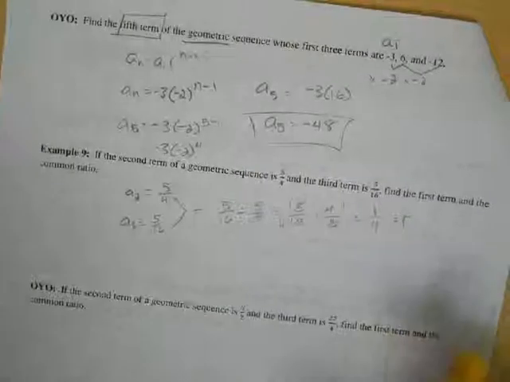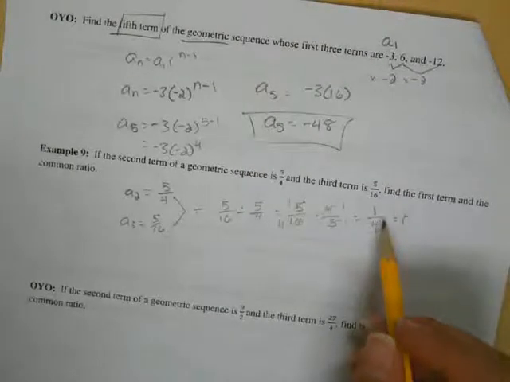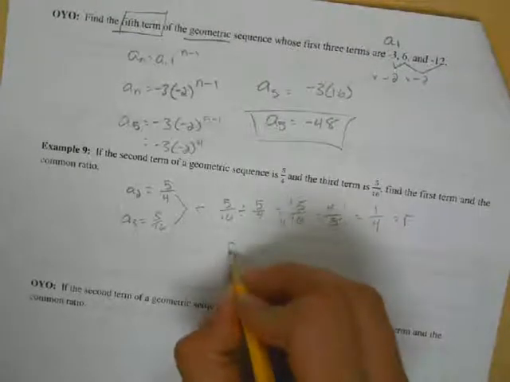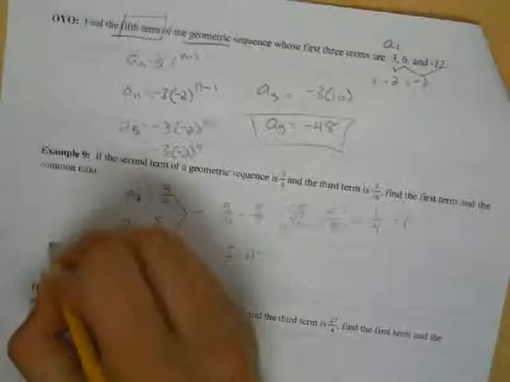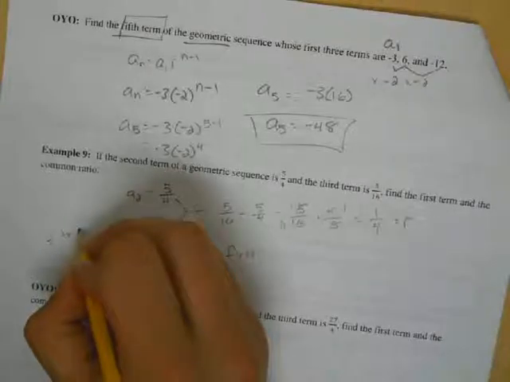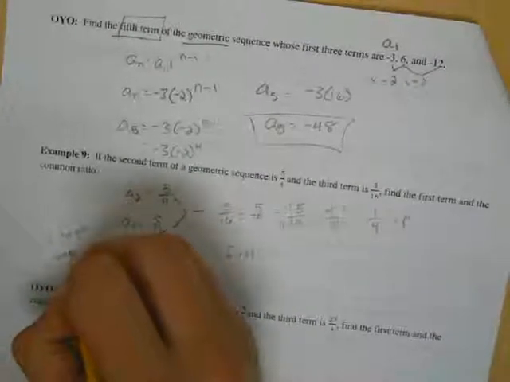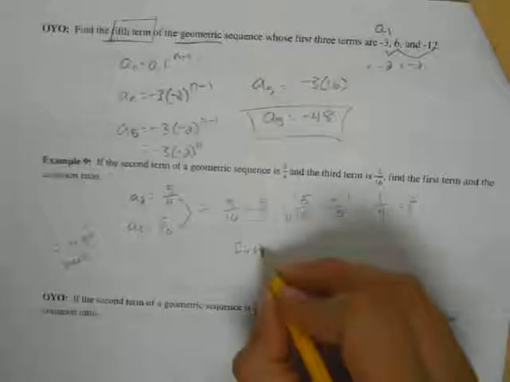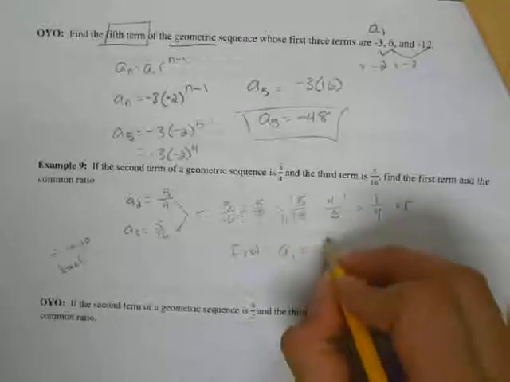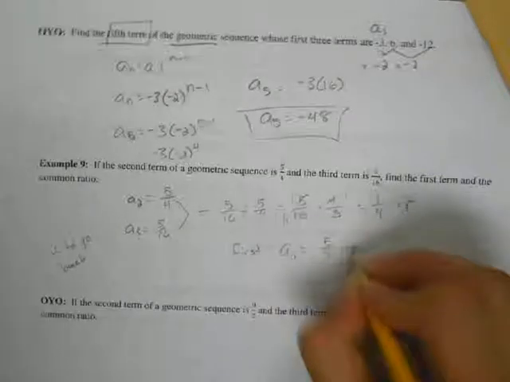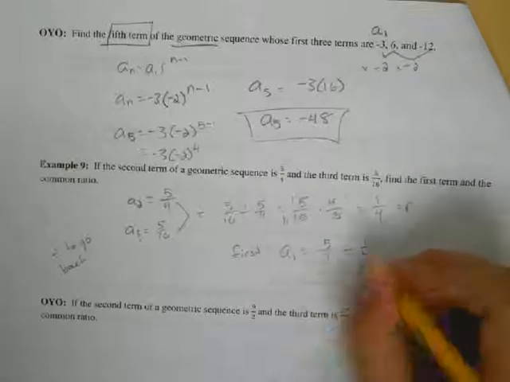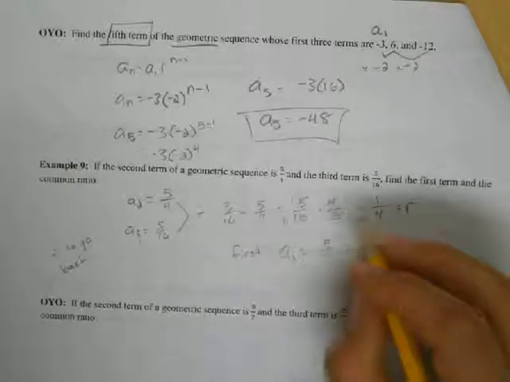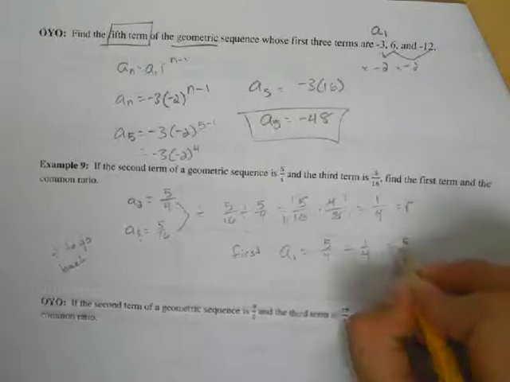Well, the first term, same sort of idea. If I want to find the first term from the second, we're going to have to divide to go backwards. Divide to go back. So to find the first term, A sub 1 is going to be 5/4 divided by our ratio. Multiply to go forward, divide to go back. So again, we're going to keep it, flip it, change it.